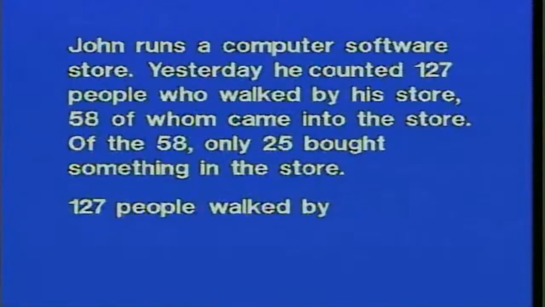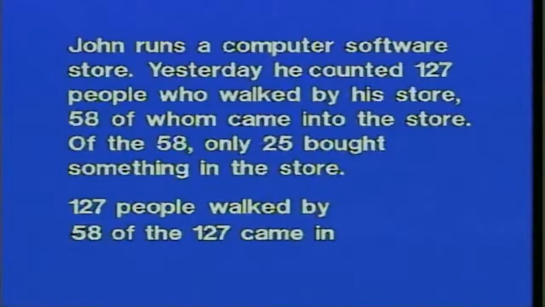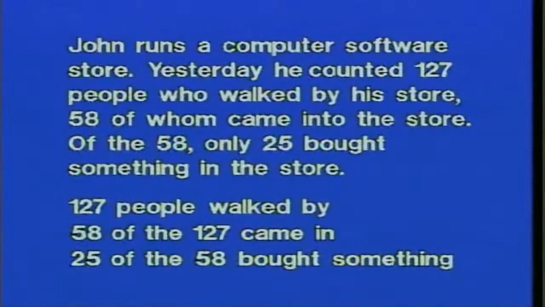It says that 127 people walked by the store. All right, then out of that group, it's saying that 58 came into the store, actually entered the store. And then of that 58, 25 of those bought something. So 25 of the 58 bought something. Let's use the outline now and answer a few questions.